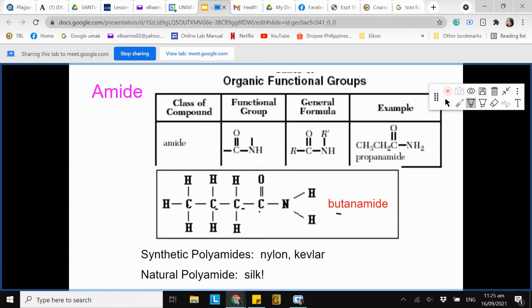Okay? Now, amides are usually used in the production of polymers, particularly nylon, the synthetic one, and Kevlar. Kevlar is a very expensive raw material. Okay? It's actually a material that is used for bulletproof vests. Yan, Kevlar.